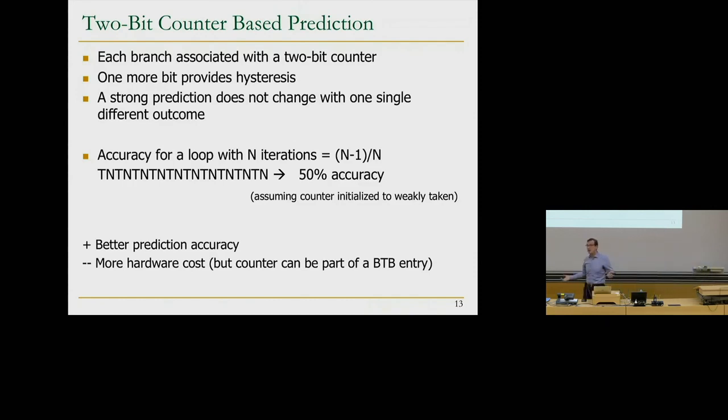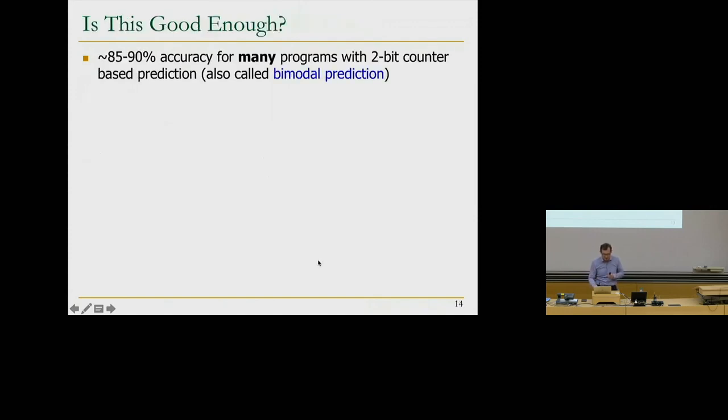And if you actually want to add more hysteresis, you have 3 bits in the counter, and you have maybe complex update mechanisms for that state machine. We're basically adding a state machine per branch. Okay. But of course, the counter can be part of a BTB entry. That's true. Okay, so this actually leads to, let's say, 80%, 85% accuracy.